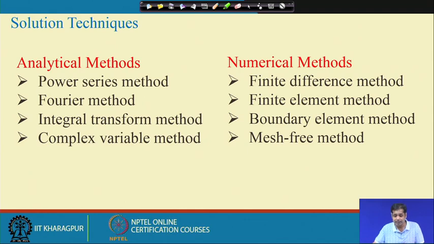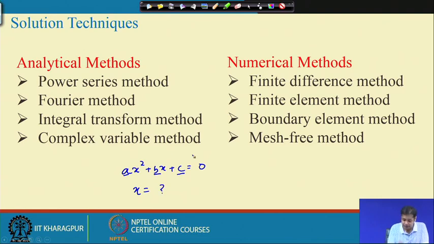Okay. For instance, if I give you any quadratic equation, a x square plus b x plus c is equal to 0, we know the solution of this equation. If you know a, b, c, then we can write the value of x from this expression. Even if we have some other expression for which we can solve in closed form, these solutions are obtained analytically.